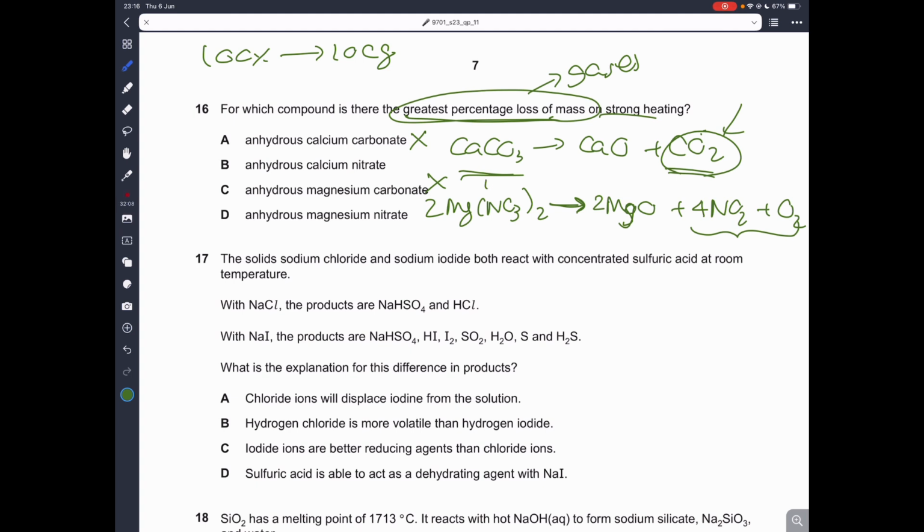So if there is 100 grams of magnesium nitrate, how many moles are there? You find the Mr of magnesium nitrate using the periodic table, this is 148.3. So we can find the mole, which is mass over Mr. If the mass was theoretically 100 grams, it's going to be 100 over 148.3. This is going to be 0.674 moles of magnesium nitrate. So magnesium oxide will also have 0.674 moles.